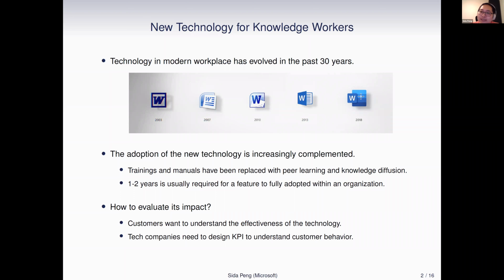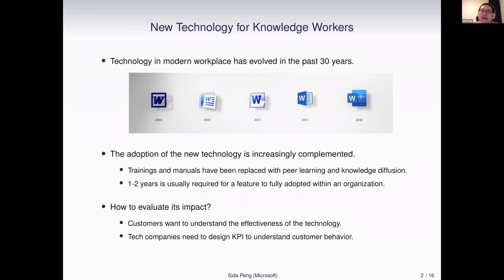And usually this actually takes quite a long time. What we observed in the data is that for a new feature to roll out to the majority of the employees within a company, it usually took 1 or 2 years, for a typical S&P 500 company.